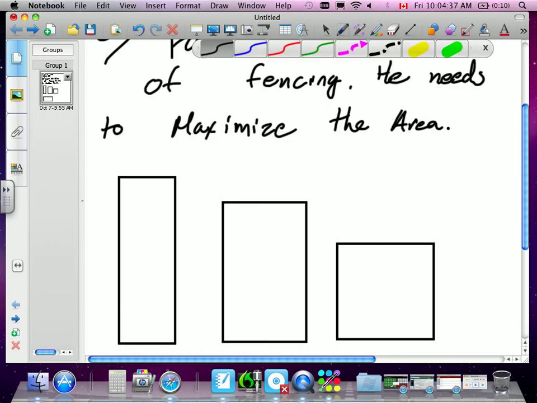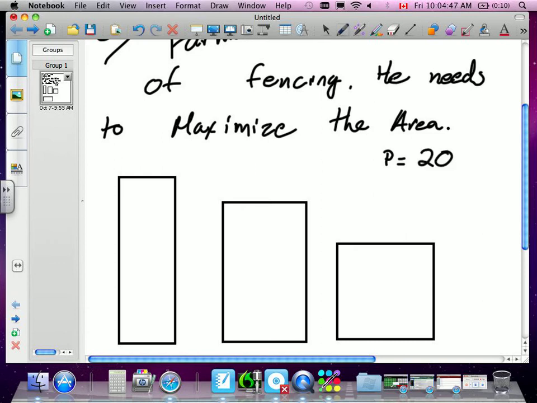Now, if he has 20 meters of fencing, what that means is the perimeter, or P, of all of these shapes is going to be 20 meters. So we need to set this up with our width and our length. And we need to set it up so all together, when we add all of the widths and lengths together, it's going to be 20 meters all the way around.